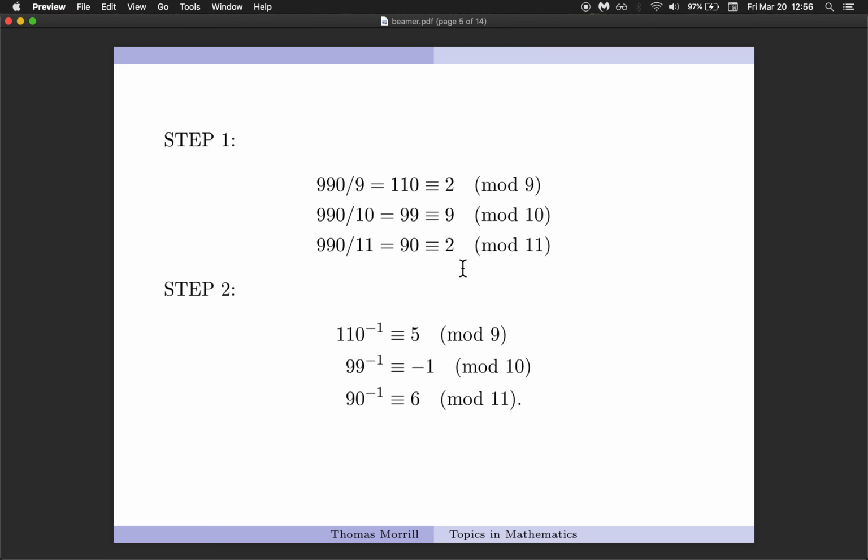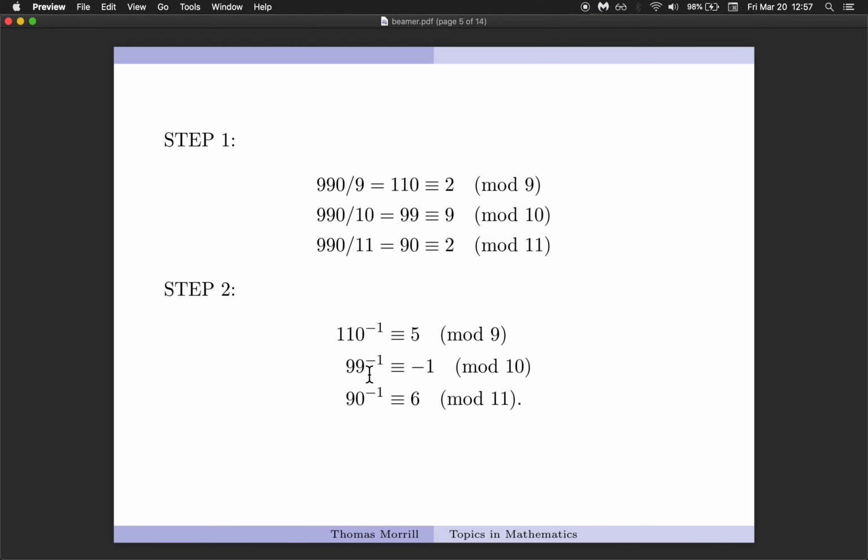For step 2, I want to find inverses of each of these residues modulo the corresponding number. So the inverse of 110 modulo 9 I claim is 5. That's because this residue is 2 mod 9. 2 times 5 is 10. 10 is 1 modulo 9, so this is the inverse of 110. It's just 5.